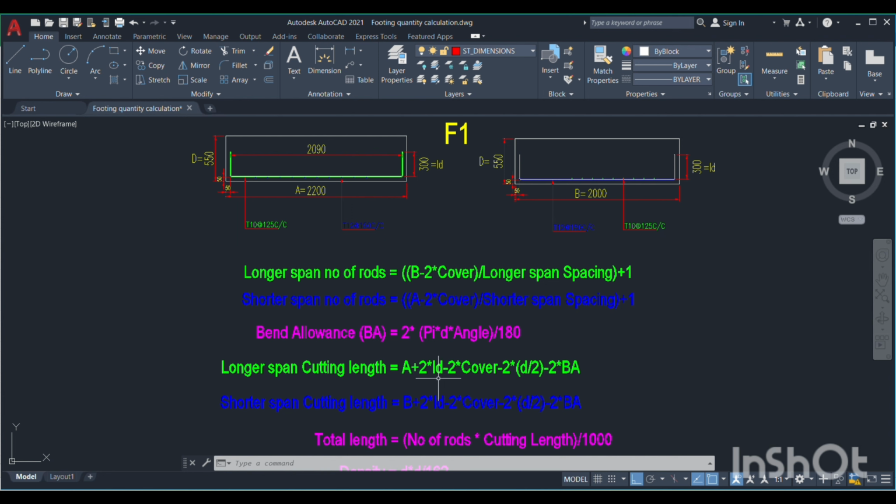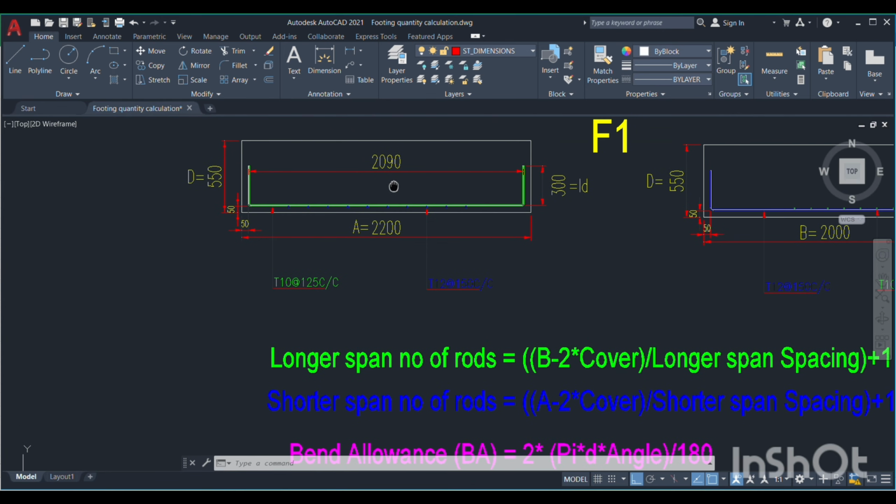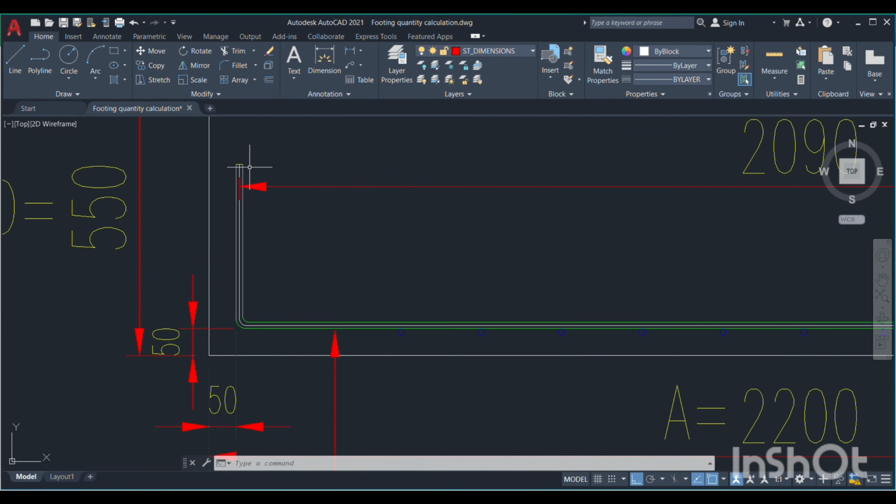So plus 2 times of LD, this is one LD, this is one LD, minus 2 times of cover, here one cover and here one cover, minus 2 times of d by 2. Why d by 2? Because the center line length of the reinforcement is the cutting length. When you are taking the cutting length, we have to take this center line of this rod.